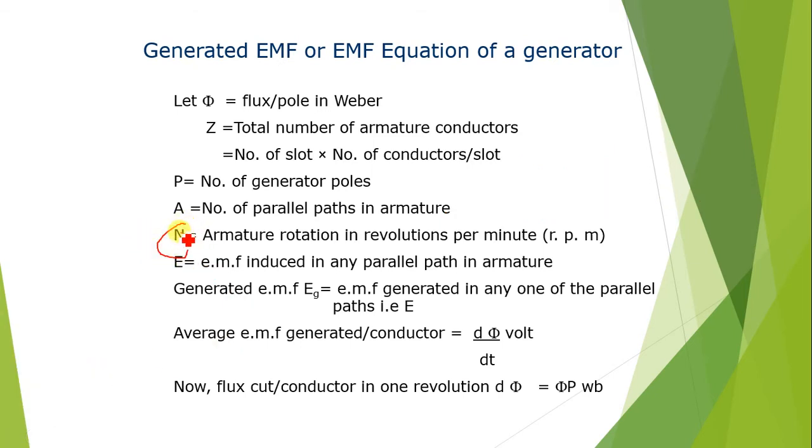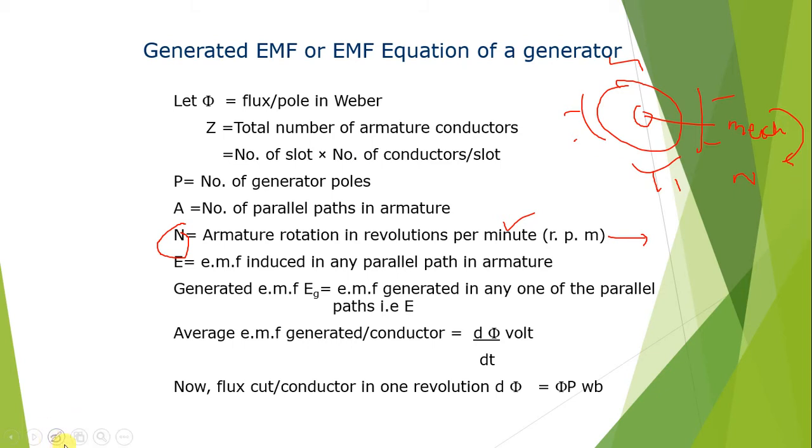The next one is N. N stands for the number of revolutions. The armature is connected to a mechanical rotation, kept under some poles. You have poles on all sides, and the pole number will vary. Whenever you rotate this with an RPM called N, the armature also rotates with the same RPM. We are talking about the armature rotation in revolutions per minute.